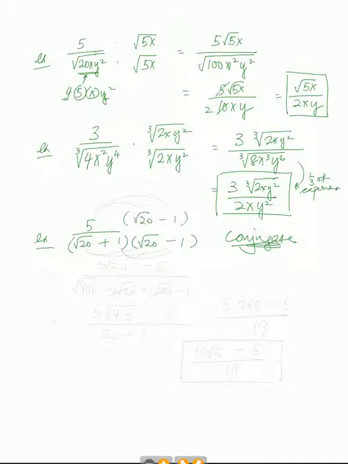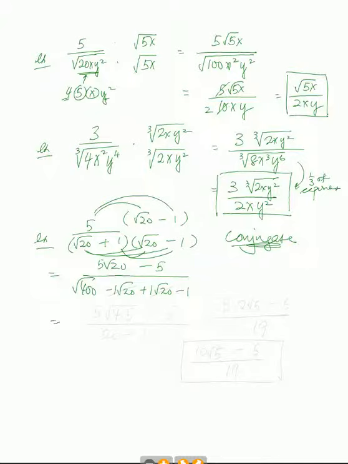Radical 20 minus 1. Okay, so now it's a big mess. And you deal with it. Okay, so 5 times radical 20 and 5 times 1, like that. And then the bottom you FOIL. Okay, radical 20 and radical 20 is radical 400. Radical 20 times minus 1 is minus 1 radical 20. 1 with radical 20 is plus 1 radical 20. And plus 1 with minus 1 is minus 1.